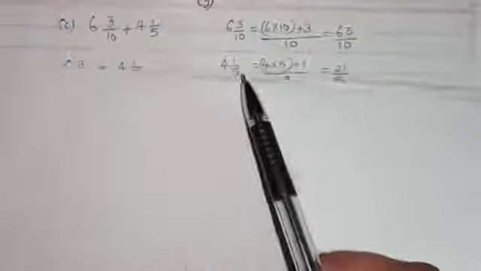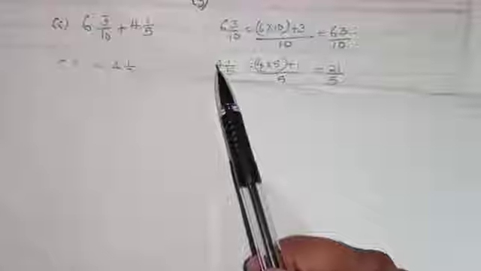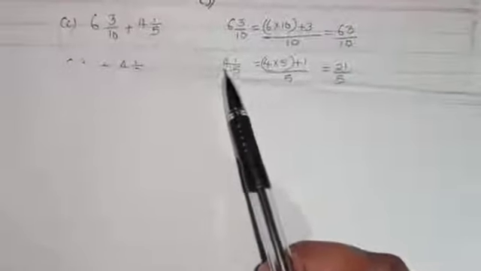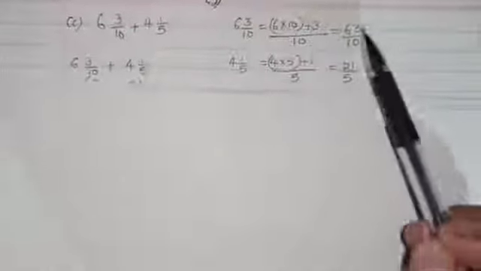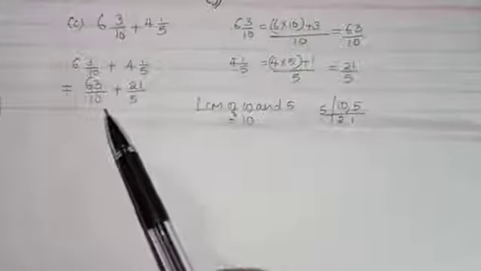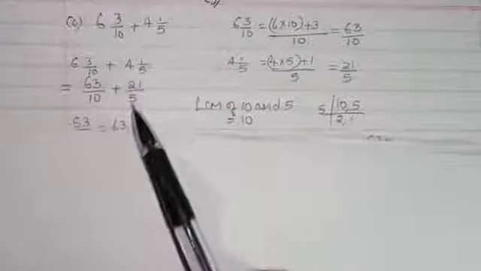Then 4 1 by 5. So, multiplying 4 with 5 and add 1. 4 into 5 plus 1 divided by 5. 20 plus 1, 21 by 5. Then add these two improper fractions. So, 63 by 10 plus 21 by 5.